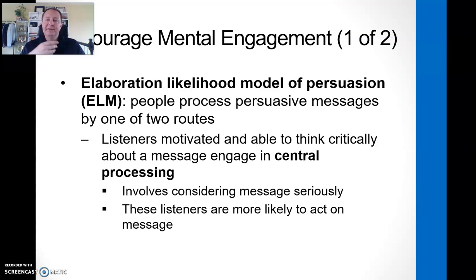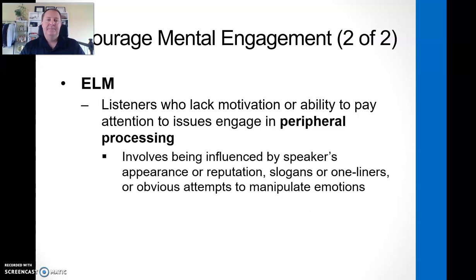The elaboration likelihood model of persuasion is referring to people processing persuasive messages by one of two routes. Listeners motivated and able to think critically about a message engage in central processing, which involves considering the message seriously, and these listeners are more likely to act on a message. Listeners who lack motivation or ability to pay attention to issues engage in peripheral processing, which involves being influenced by a speaker's appearance or reputation, slogans or one-liners, or obvious attempts to manipulate emotions.